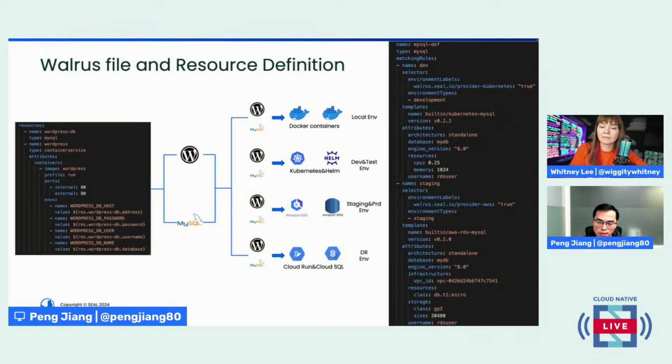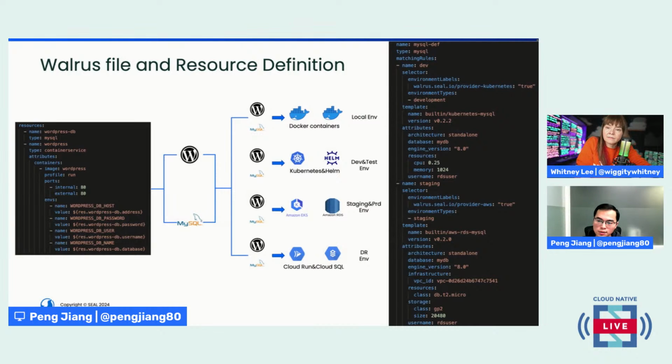expose. It also contains some environment variables which refer to the output of your WordPress database. For example, you create a database, then that database will have a database host address, a database password, and a database username. Then you can use this output as the input of your WordPress service.